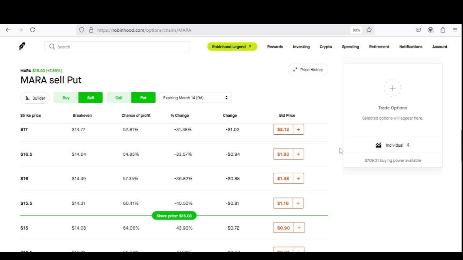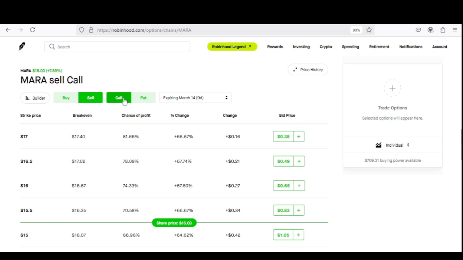So now we're going to switch over to the second half of the wheel option strategy. For that, we're going to go to sell and we're going to go to call. Now we're just going to maintain the exact same strike date just for the purposes of this video. The strike date is going to change because you're going to be assigned at the strike date you choose previously or before.